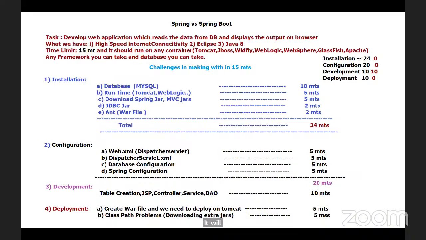Next, database configuration. I need to give a lot of high-level details about the database: connection string, schema name, driver name, and result set, prepared statement, connection, driver manager, a lot of things. 20 to 25 lines of code I need to write for a database configuration.